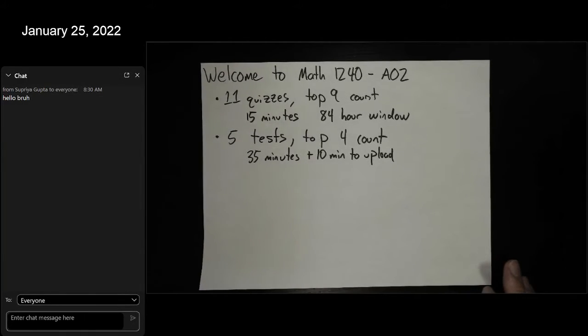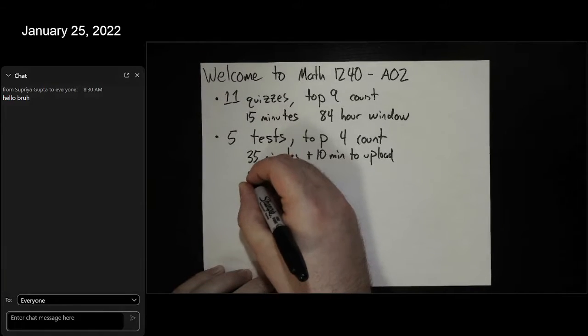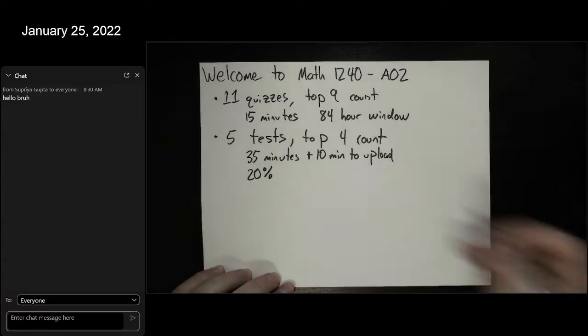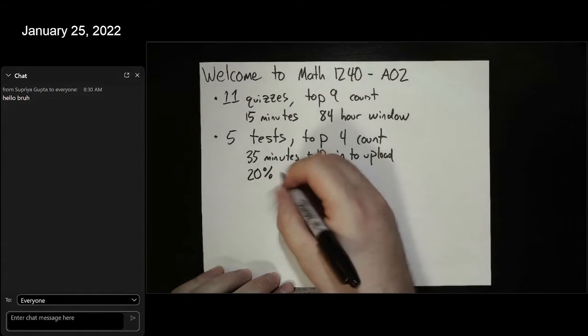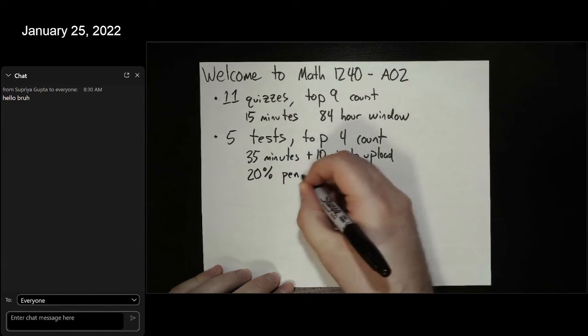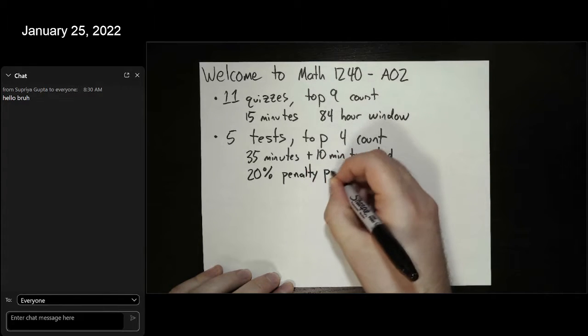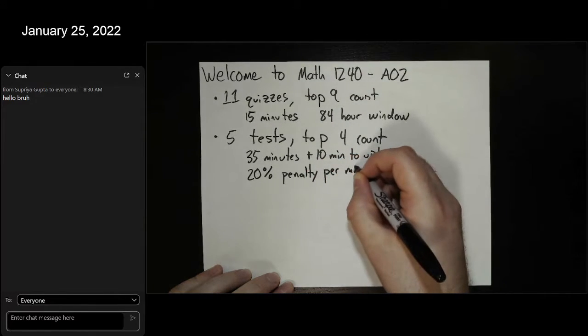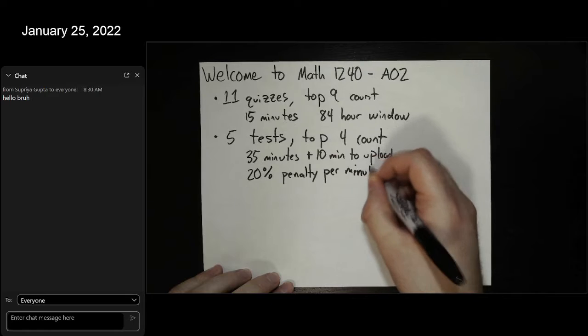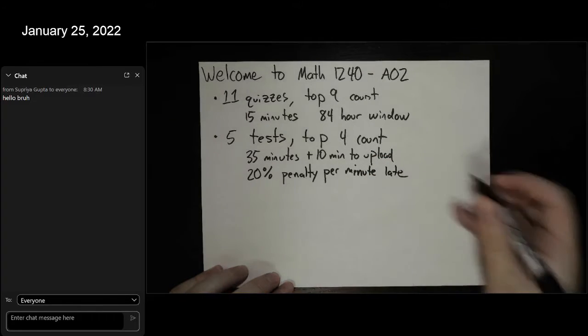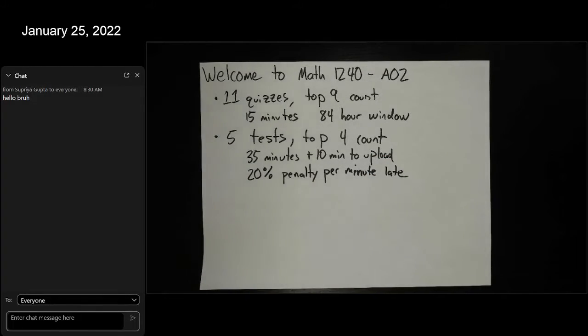your answers. But you don't want to run out of time on these tests, because we're really serious about the time limit. We have a 20% penalty per minute late. And we're going to be pretty strict about this. Because we are giving you those full 10 minutes to upload at this point, hopefully you're pretty familiar with how to upload work to a class like this.